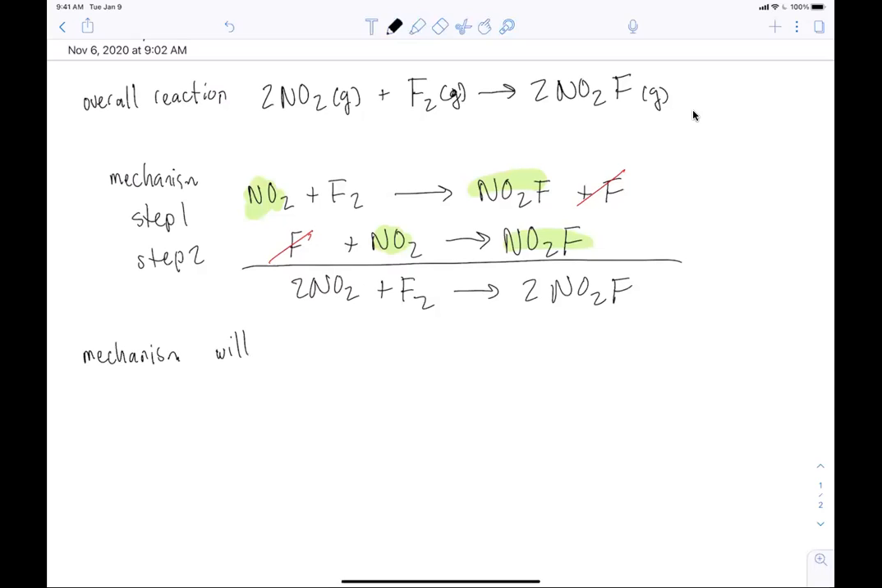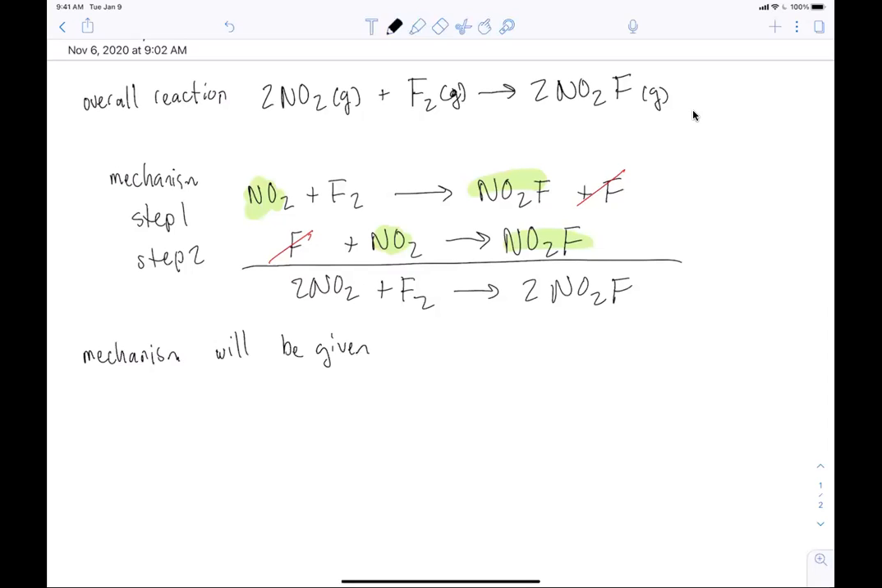Could you be asked to propose a mechanism? No, I think for you guys, the mechanism will be given, typically. There are a lot of different ways to ask these questions. We could give several mechanisms, for example, in the rate law, which would be a pain to write, and ask you to figure out which mechanism fit the rate law data.